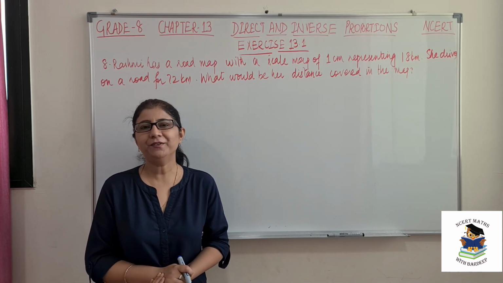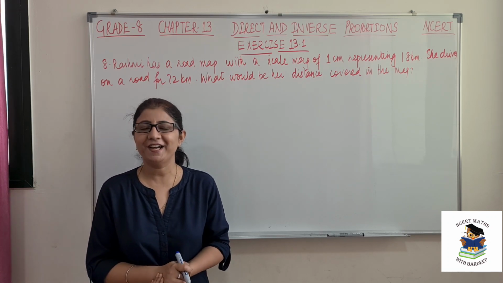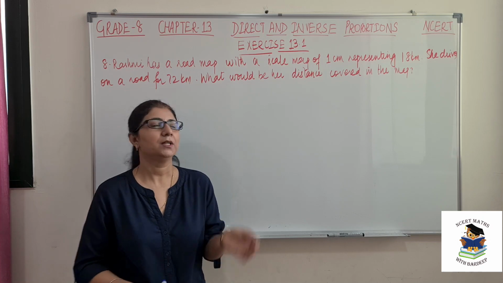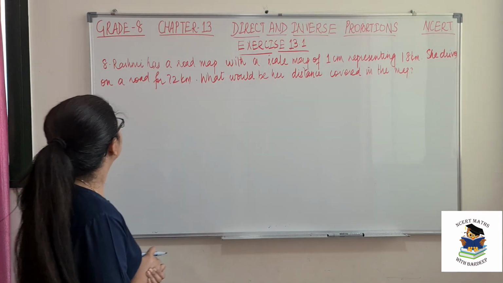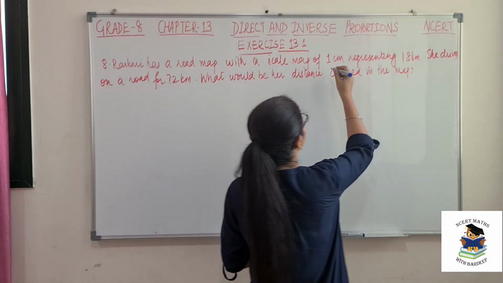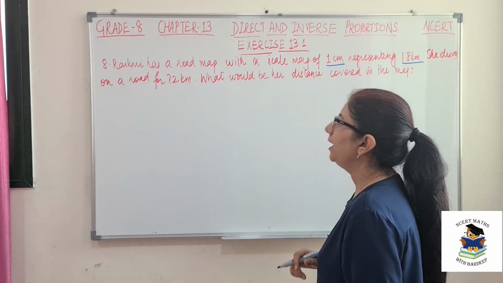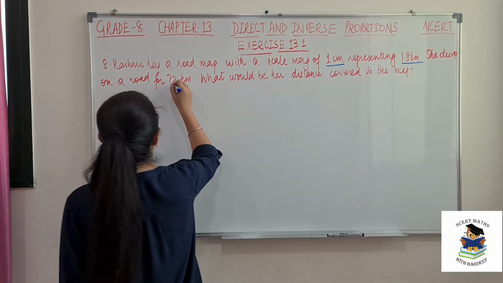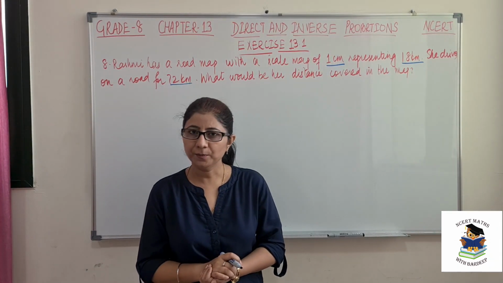Today we are continuing our exercise number 13.1 of chapter 13, that is direct and inverse proportion. So the 8th question is, Rashmi has a road map with a scale map of 1 centimeter representing 18 kilometers. She drives on a road for 72 kilometers. What would be her distance covered in the map?